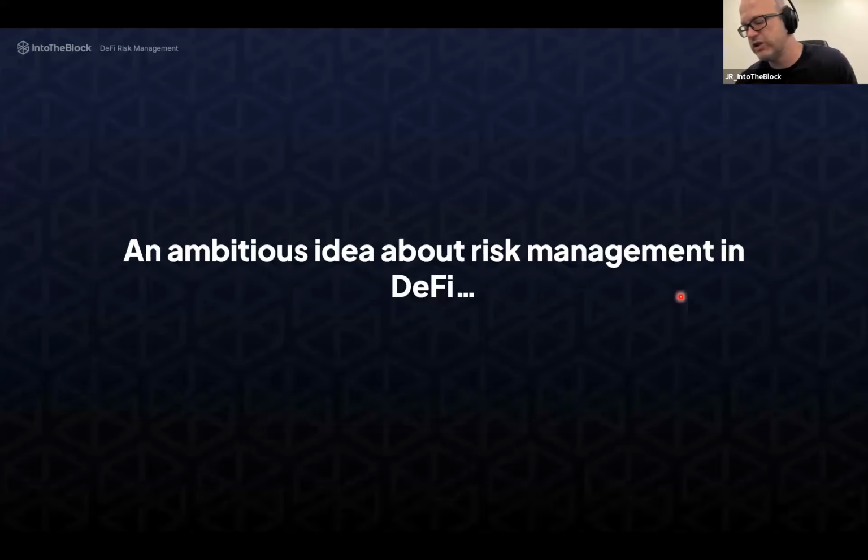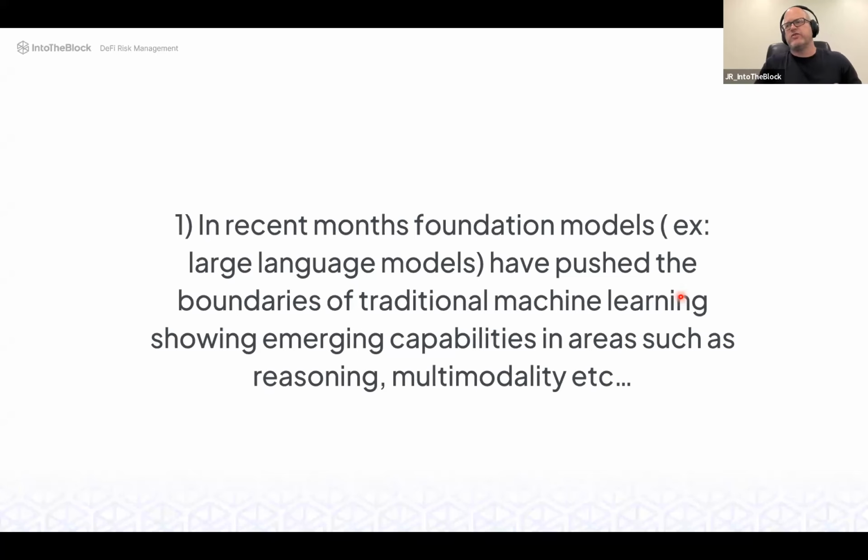Now, for the last 2 minutes, I want to leave you with an ambitious idea about risk. We talk about 3 approaches: symbolic, based on rules; simulations, based on traditional statistical or evolutionary simulation techniques; and then machine learning. In the last year or so, we have seen an explosion of this trend that we call foundation models, the GPTs of the world, the large language models or the large diffusion models in computer vision.